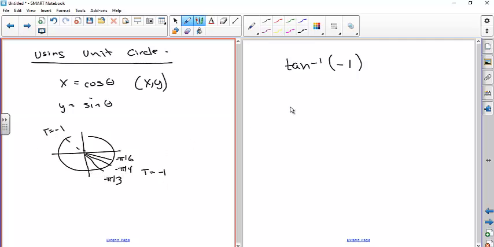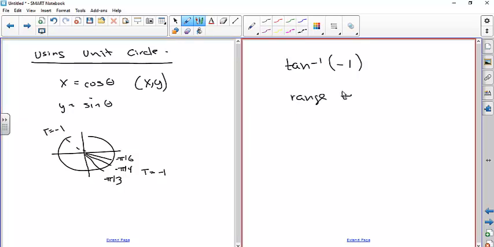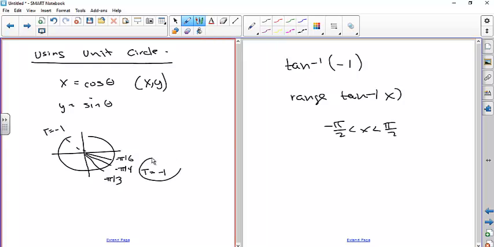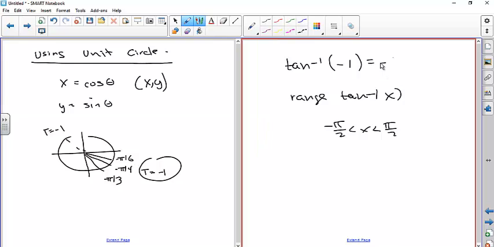Well, because the range associated with the inverse tangent is from negative pi over 2 to positive pi over 2, I know it's this one. I know it's this quadrant. And I know also to use the negative angles. So it'd be negative pi over 4 or negative 45 degrees.